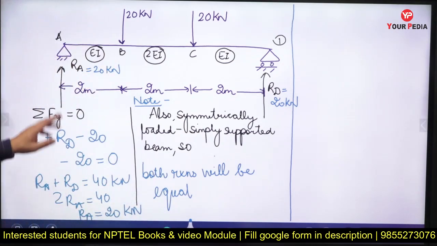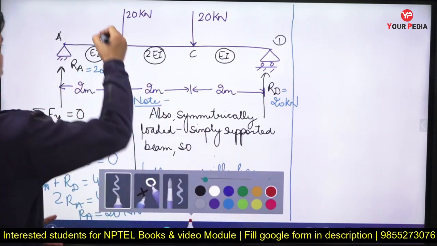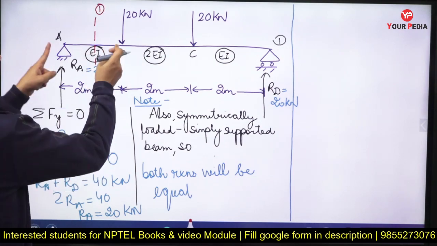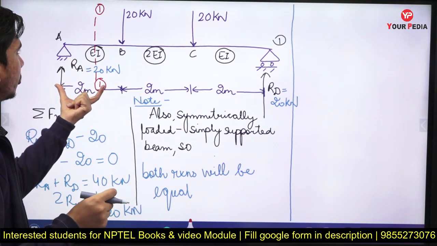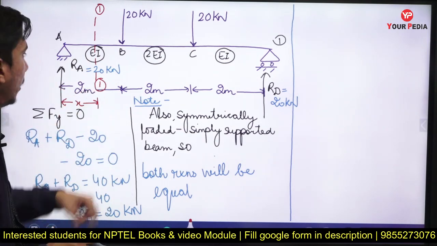Okay, so first I have to take a section. So let me take a section, section 1-1. Let me take a section 1-1 in this AB span. First I am writing the bending moment equation for AB span. So I have taken this section 1-1, which is at a distance of x from the point A.